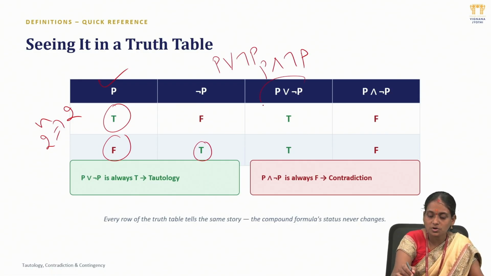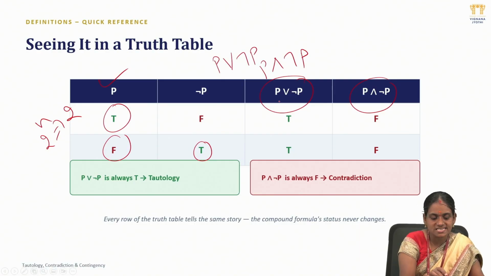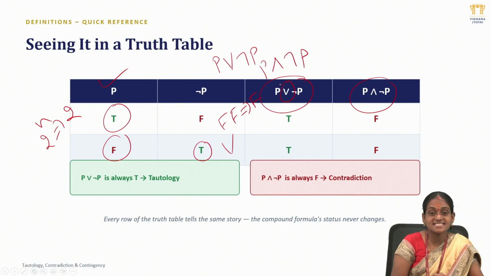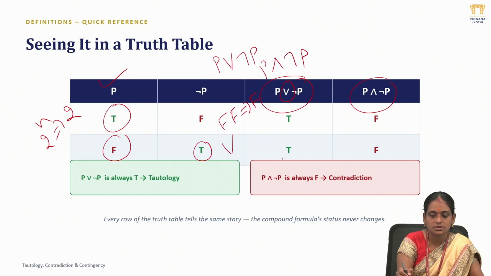Okay. Next you have to apply P or negation P, and P and negation P. For P or negation P, what is the logic for OR? If both are false, the resultant is false. That is the logic for disjunction. Both being false does not occur in P or negation P, so automatically the resultant is true.